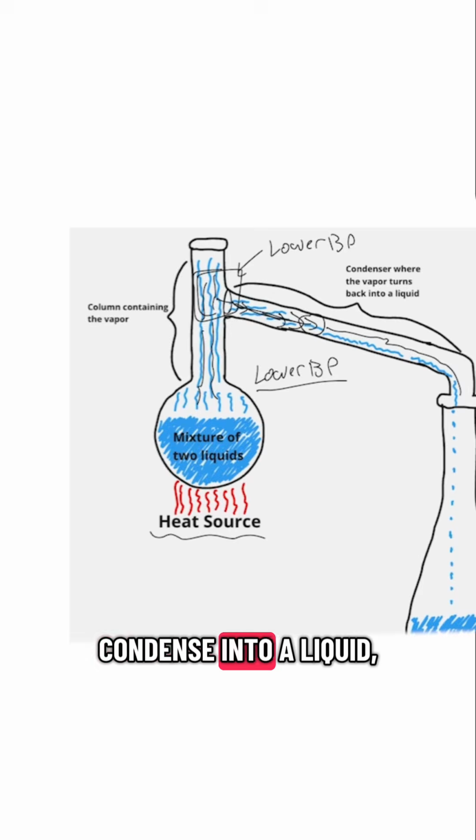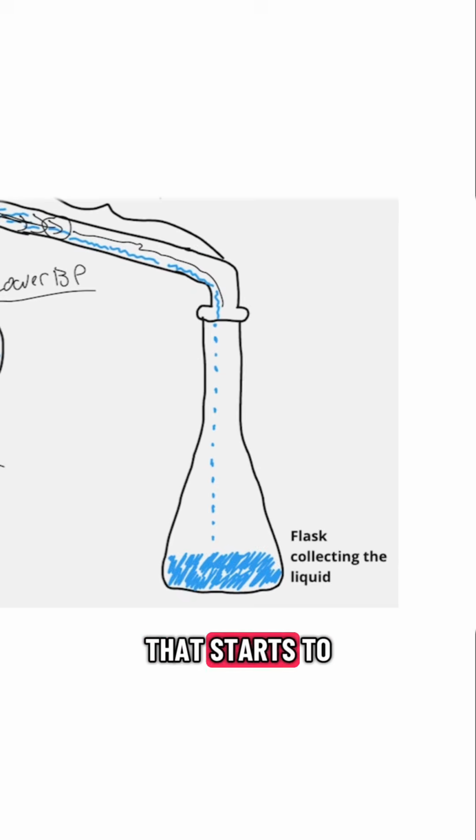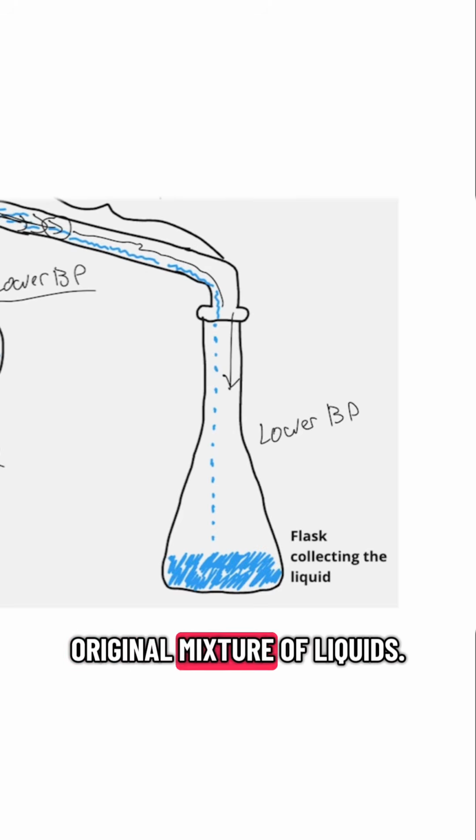Since the liquid with a lower boiling point evaporates at a higher rate, that means that the vapors up here are going to consist of more of that liquid with the lower boiling point. And then as they move through this column and recondense into a liquid, the new liquid that starts to collect in this flask is going to have a higher percentage of the liquid with that lower boiling point compared to the original mixture of liquids.